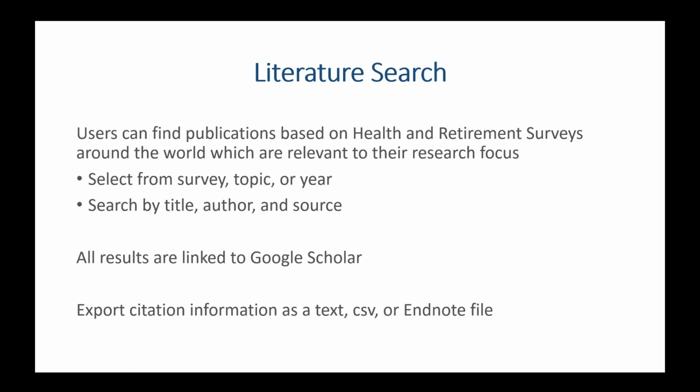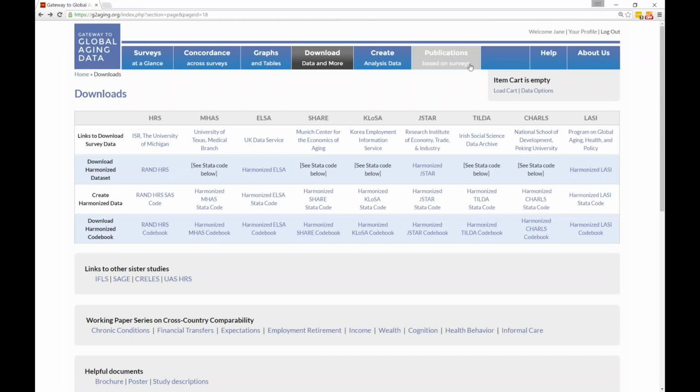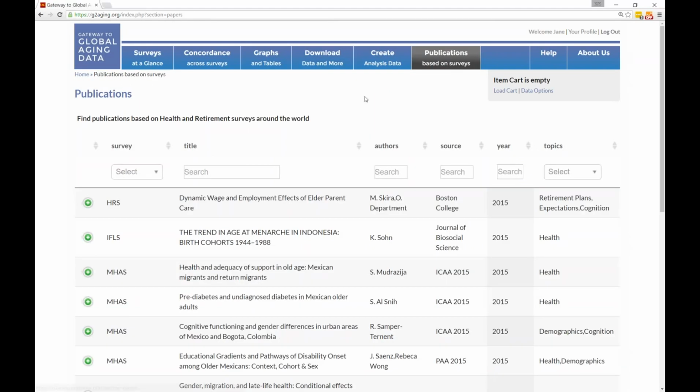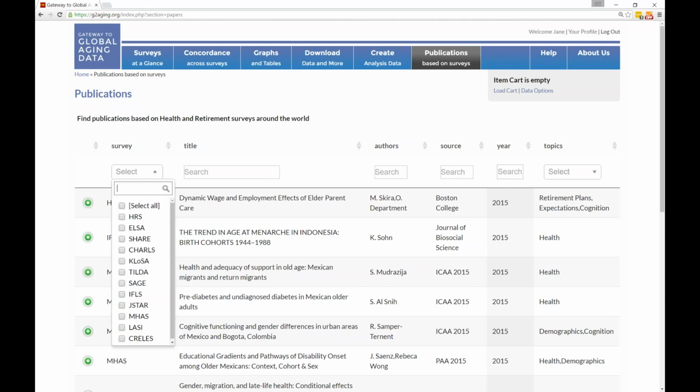So let's say you've gotten all that together, but you don't know what other papers are out there to look at things. So we built a literature search. You can go to the literature search using the publications tab here at the top right. It's our last tab. This is relatively up to date. We're in the process of adding all 2005 publications that we can find, which are based on data from these surveys.